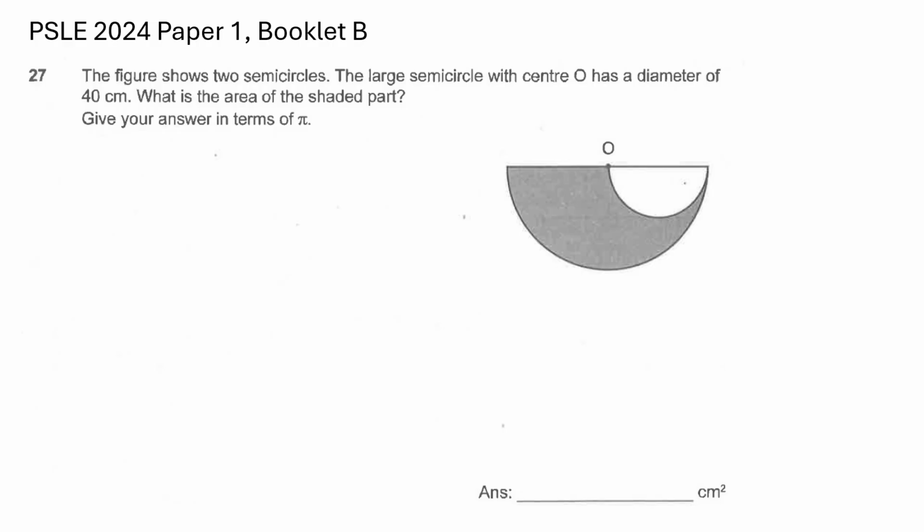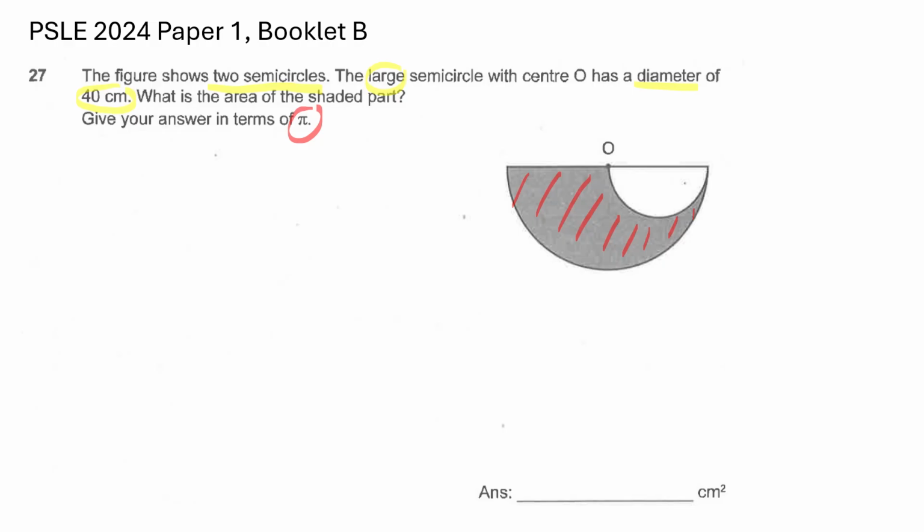Right, let's highlight the keywords. So there are two semicircles, and the large one has a diameter of 40 cm. So find the area of the shaded part. The shaded part is referring to this that we are looking for. And give your answer in terms of pi. Right, let's go back to the question.